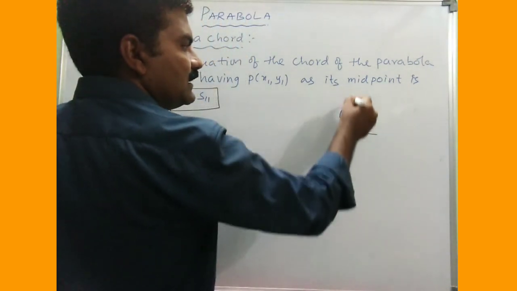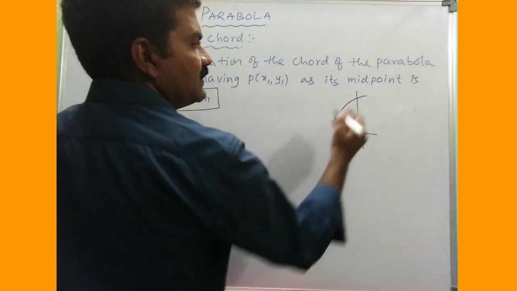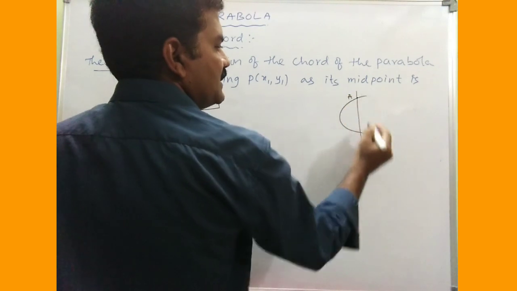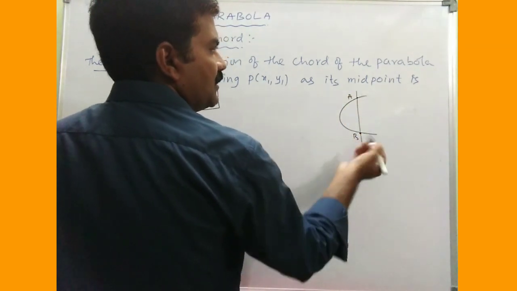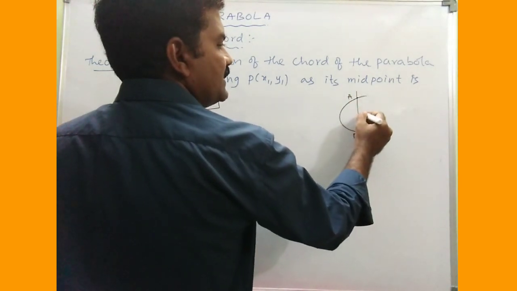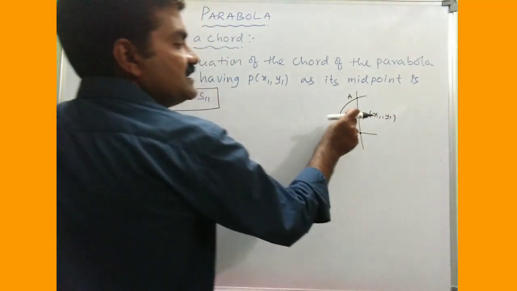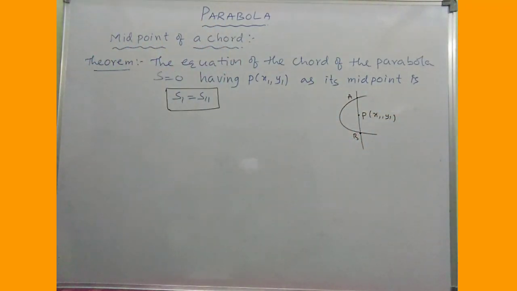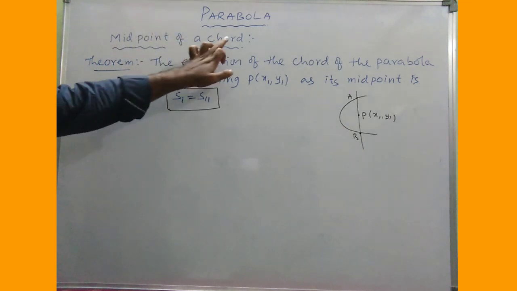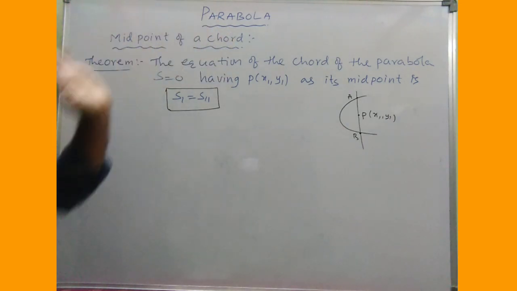So can represent like this. Let it be the parabola. Now let it be the chord which is passing through capital A and capital B. But you know, my dear, here the given point is P(x1, y1), which is the midpoint of the chord. Please try to understand. If P is any point, then simply the equation of chord is S1 equals 0.